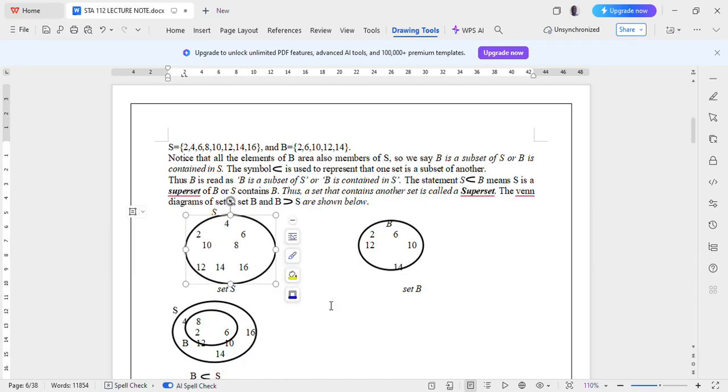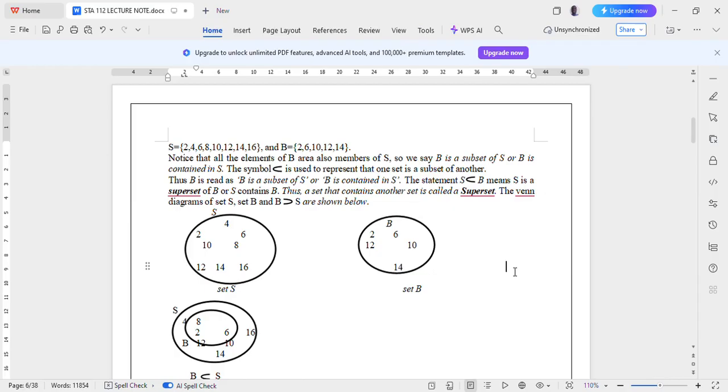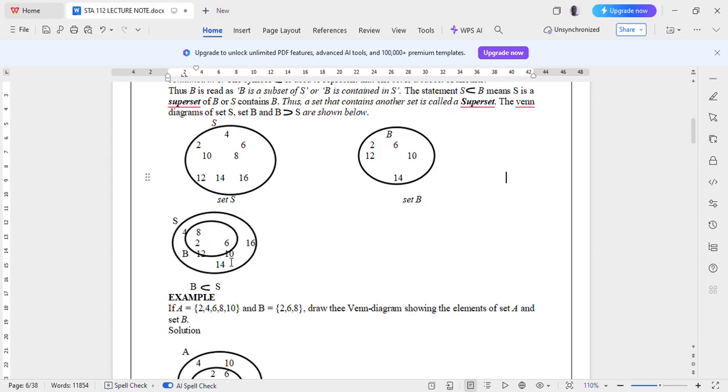This set S now, we have 2, 4, 6, 8, 10, 12, 14, 16. Just as we have it here, we have set B now, with 2, 6, 10, 12, 14. So this is set S, this is set B. So we can have set B inside set S.